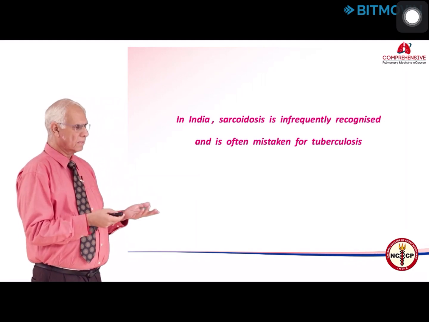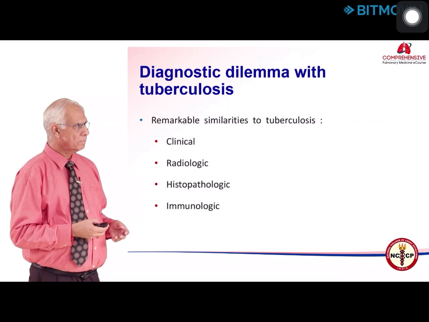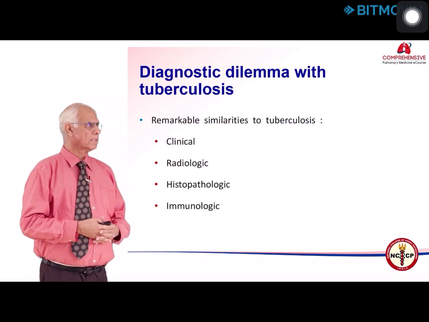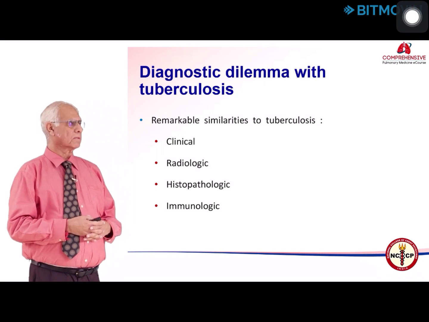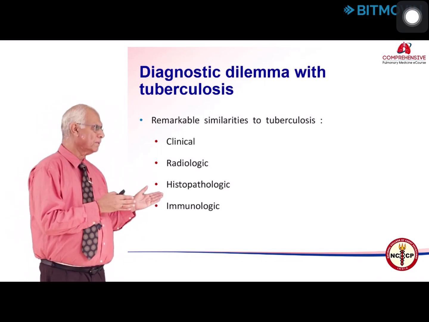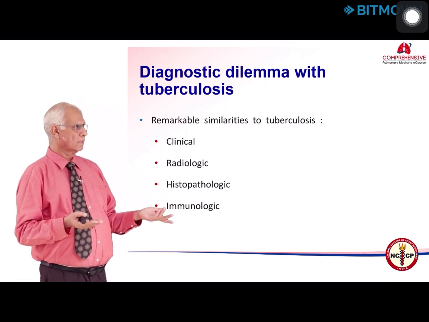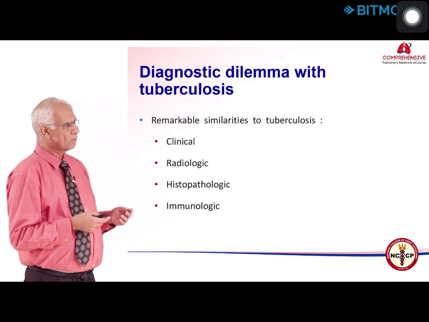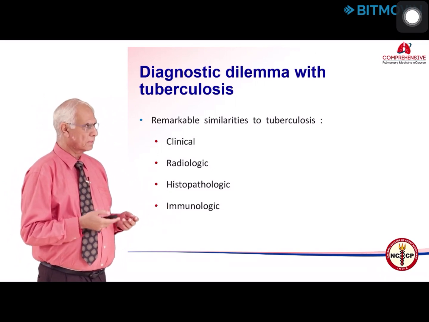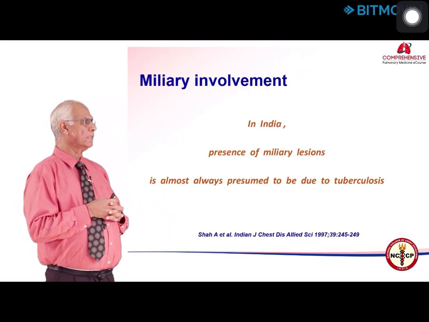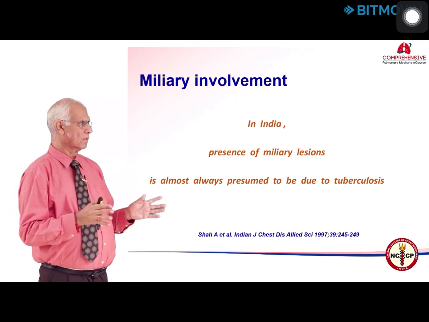And I'm going to highlight why this occurs by presenting three or four cases. There is a diagnostic dilemma with tuberculosis because there is a remarkable similarity to tuberculosis. The clinical picture is the same, the radiological picture is the same, the histopathology too, both are granulomatous lung diseases. Immunologic pictures are also more or less the same. Serum ACE can be elevated in both diseases. In India, the presence of miliary lesions is almost always presumed to be tuberculosis until proved otherwise.